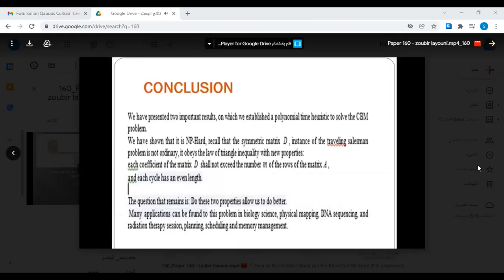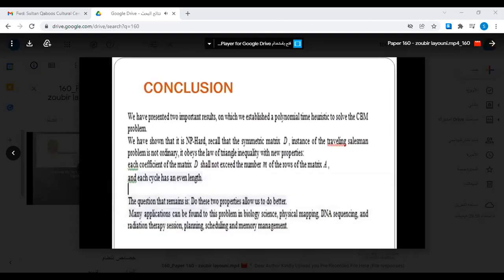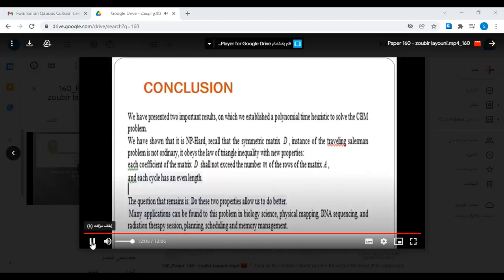Recall that the symmetric matrix T, an instance of the traveling salesman problem, is not ordinary. It obeys the triangle inequality with a new property: each coefficient of the matrix D shall not exceed the number n of rows of the matrix A, and each cycle has an even length. The question that remains is, do those two properties allow us to do better? Many applications can be found for this problem in biological science, physical mapping, DNA sequencing, radiation therapy session planning, scheduling, and memory management. Thank you for listening.